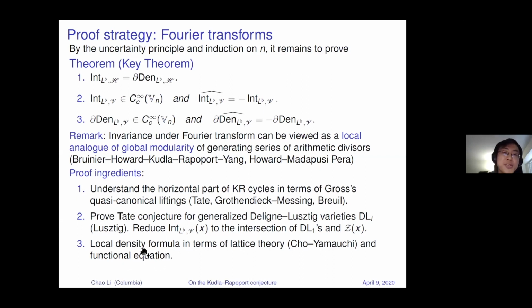Okay, and we use extensively the recent formula of Cho and Yamauchi in terms of explicit lattice theory, and use a functional equation for these local density functions. So combining these three, I can prove the key theorem, and by induction, we prove the local Kudla-Rapoport conjecture. Okay, thanks, and thanks for the attention, and stay safe, please.